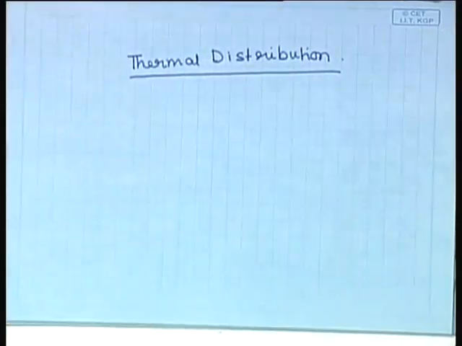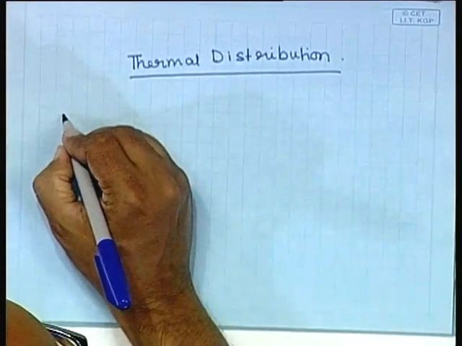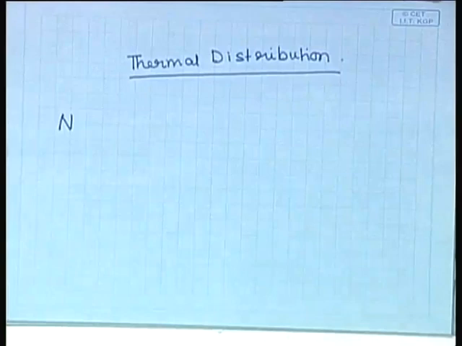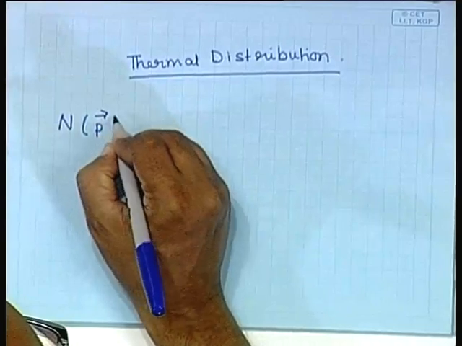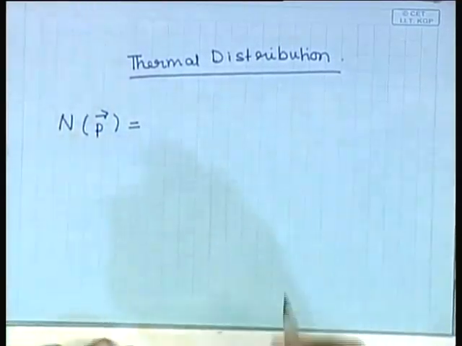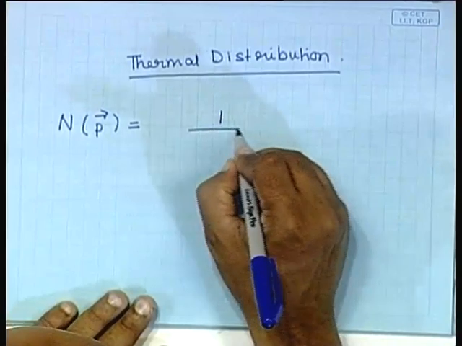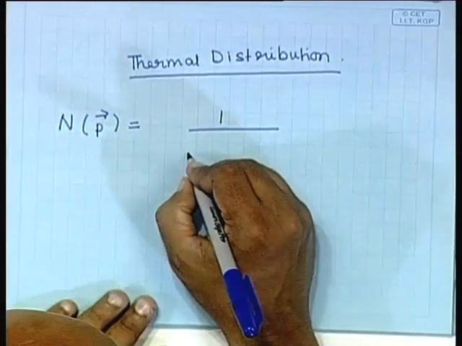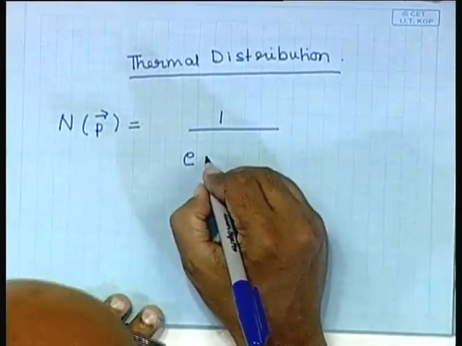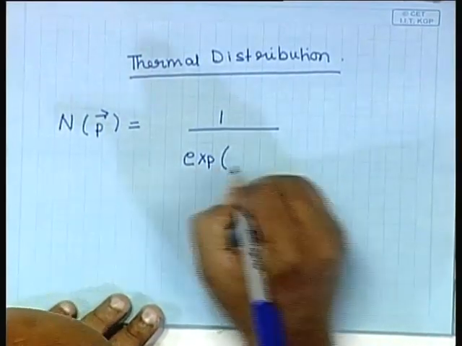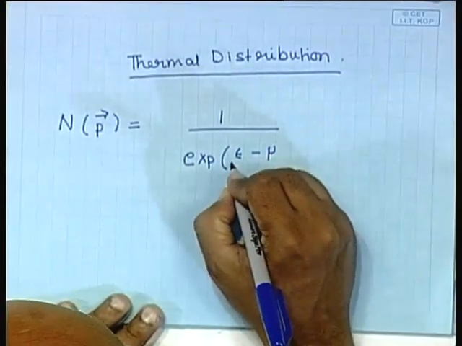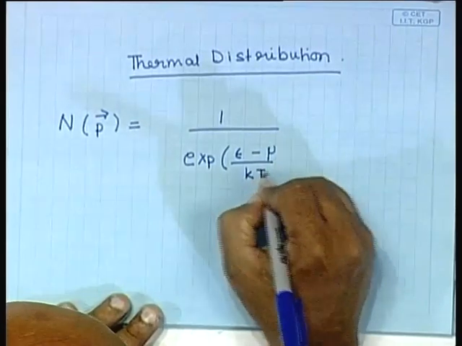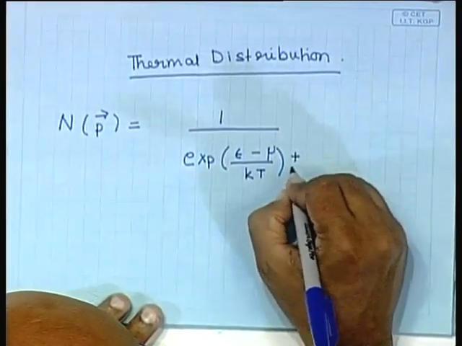And I am sure all of you know that in thermal equilibrium the occupation number n for any mode p is given by 1 by exponential of (epsilon, or energy, minus mu) by k T, plus minus 1.